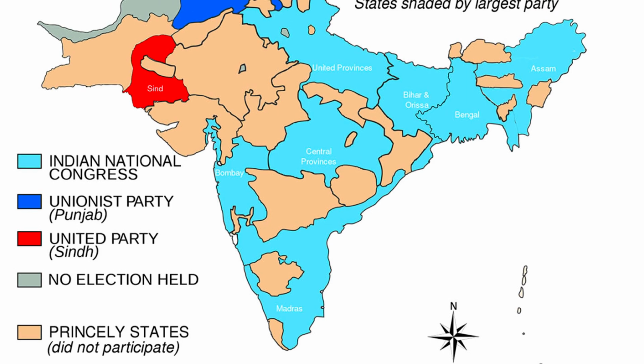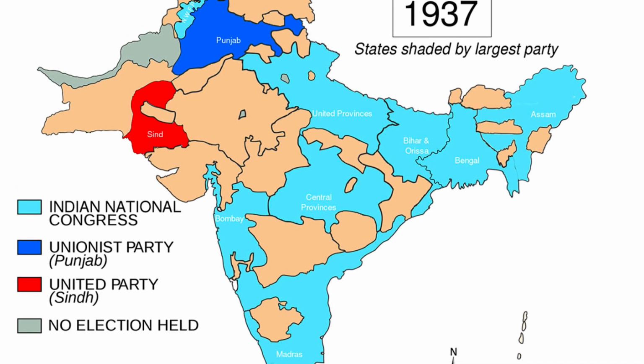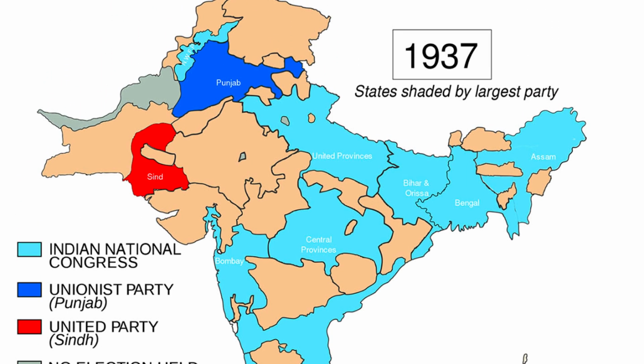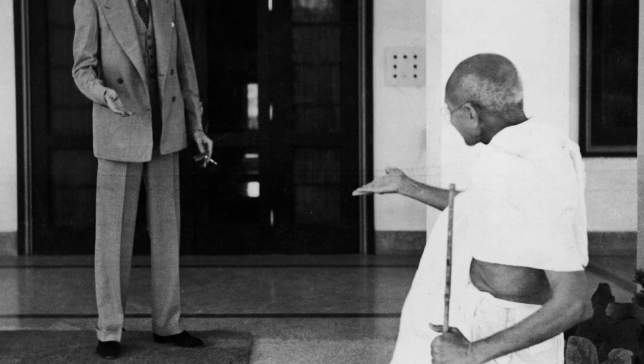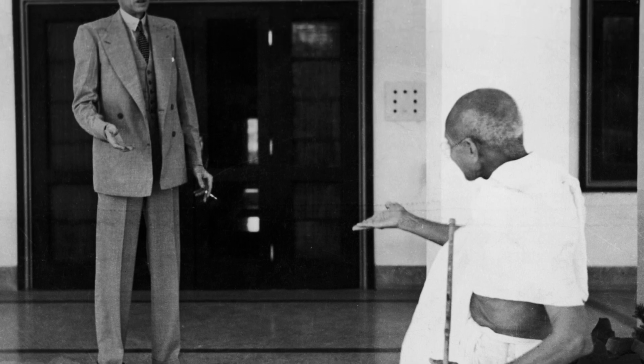Either way, the Congress still swept the floor in the 1937 elections, taking 7 out of the 11 provinces. At this point, the Muslim League started playing off the fear of the Congress Raj, the idea that if Congress dominated India at a federal level, this would lead to more discrimination against Muslims down the line.